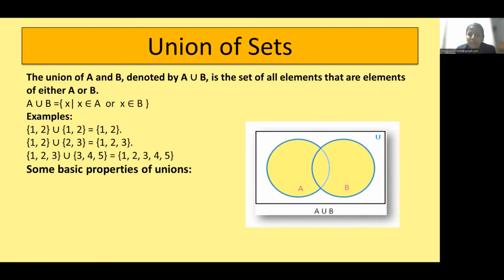Some basic properties of union. A union B is equal to B union A. That is, it is commutative property. Union follows commutative property. Then (A union B) union C is equal to A union (B union C). Associative property. Union follows associative property. Then A is proper subset of A union B.